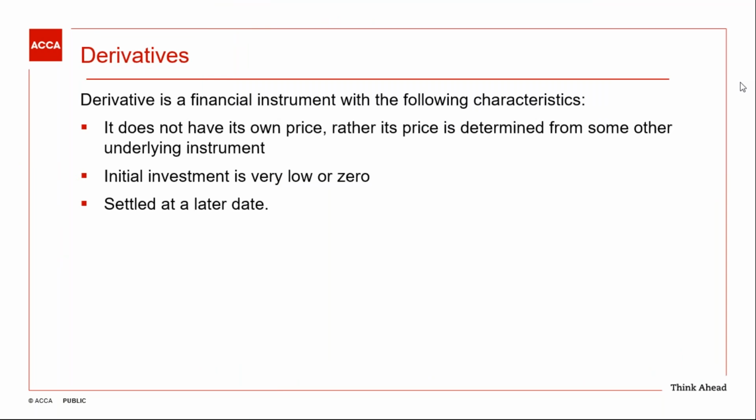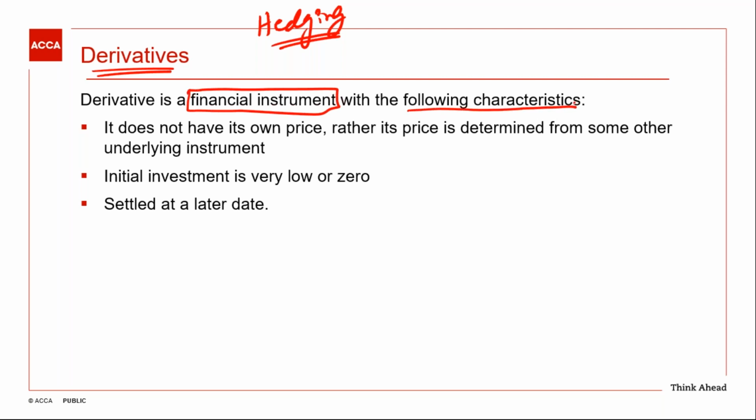Now let's move to the next area of hedging. Now we are discussing the area of hedging, but to start hedging, we have to start it from the derivatives. Now, what exactly is a derivative? Derivative is a financial instrument with the following characteristics.